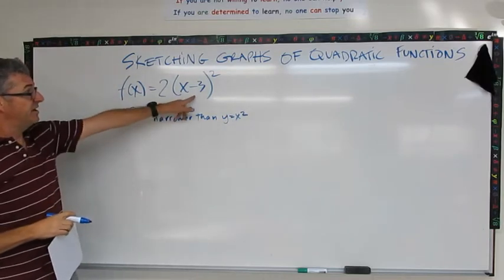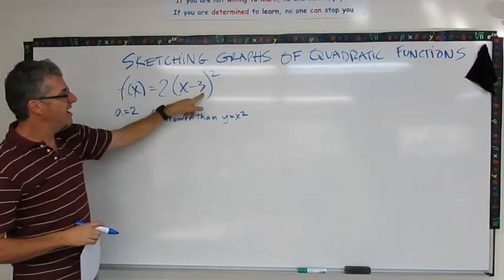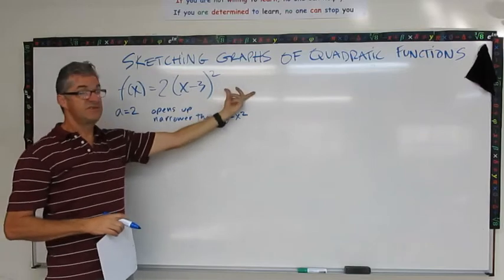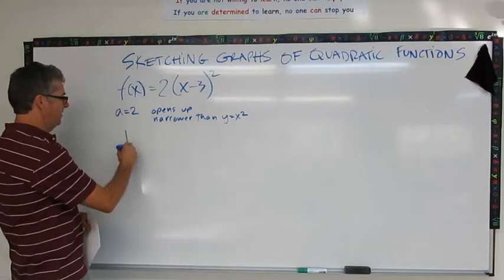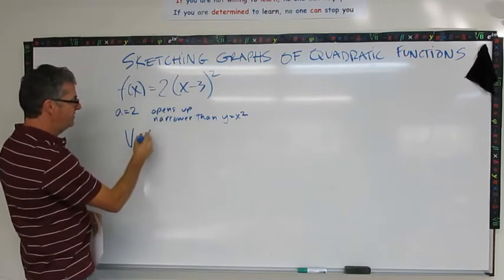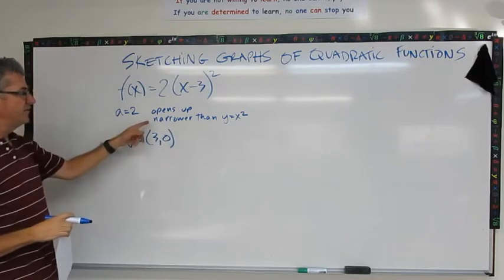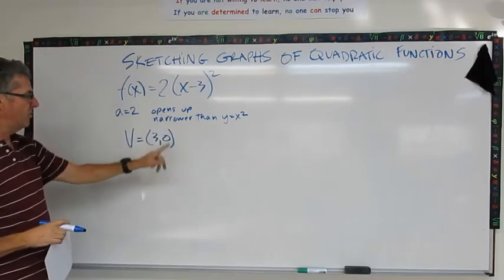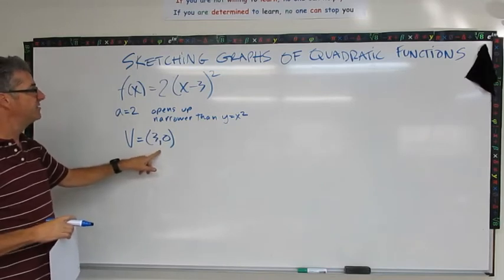Now, check this out. This parabola is in vertex form. So remember, it's x minus h squared plus k. Since there's nothing out there, k is 0. So my vertex is going to be, change the sign of that, 3, 0. So now we know it opens up, it's narrower than y equals x squared, and we have a vertex at 3, 0. Let's find us some intercepts.